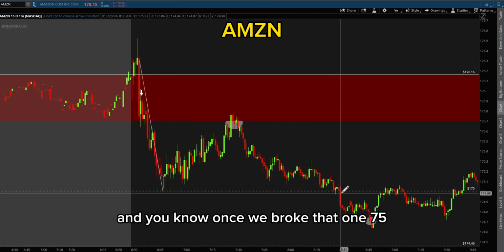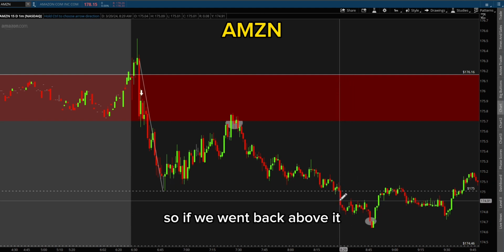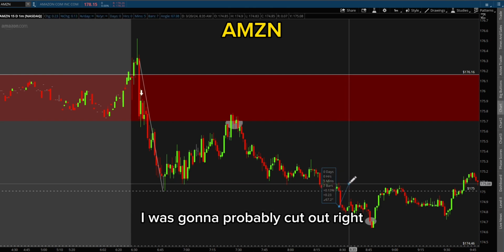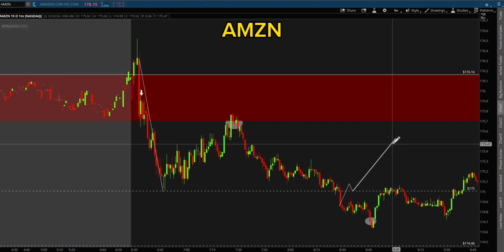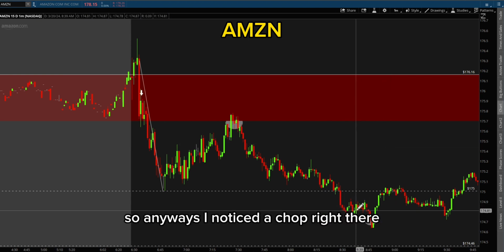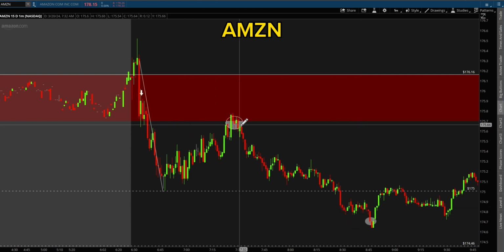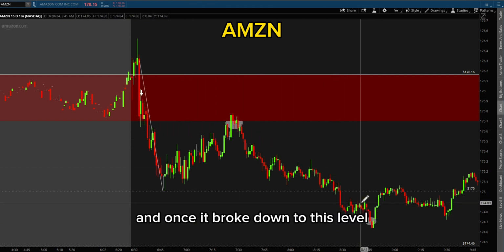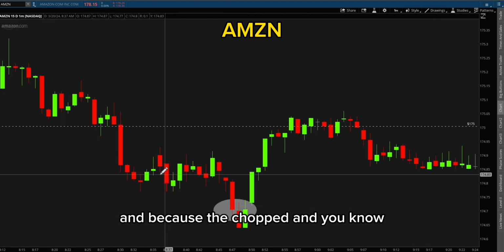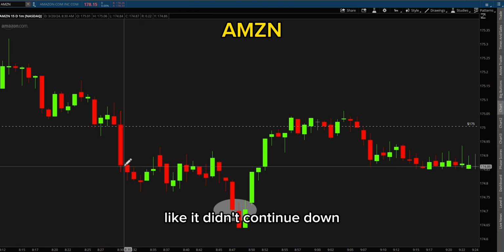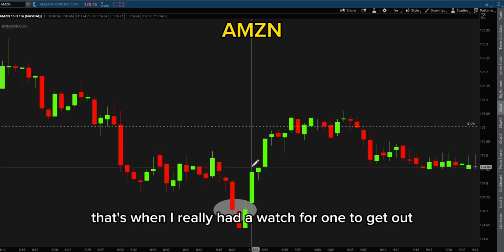And so once we broke that 175, I knew that I had to watch that level, right? Because if we went back above it, I was going to probably cut out, right? I was going to stop this trade because maybe it would have done a break and retest and continue back to the upside, right? So anyways, I noticed it chop right there, which was not a good look, right? So I was in the trade, and once it broke down to this level, I noticed it chop right there. And because it chopped and didn't continue down after the first couple of candlesticks, I knew that's when I really had to watch for when to get out.